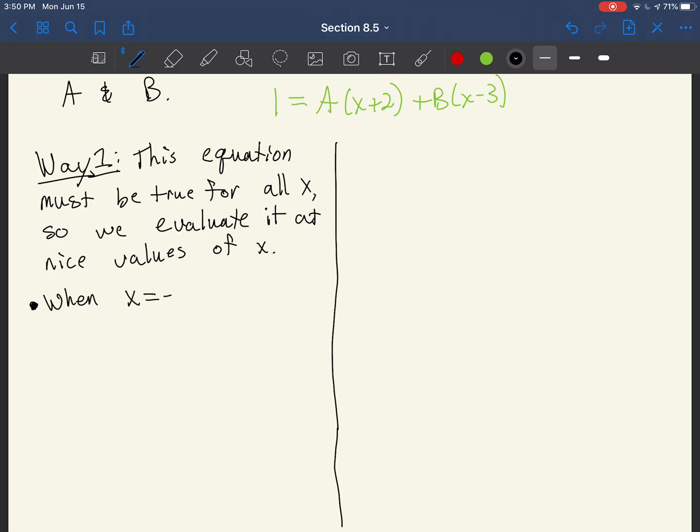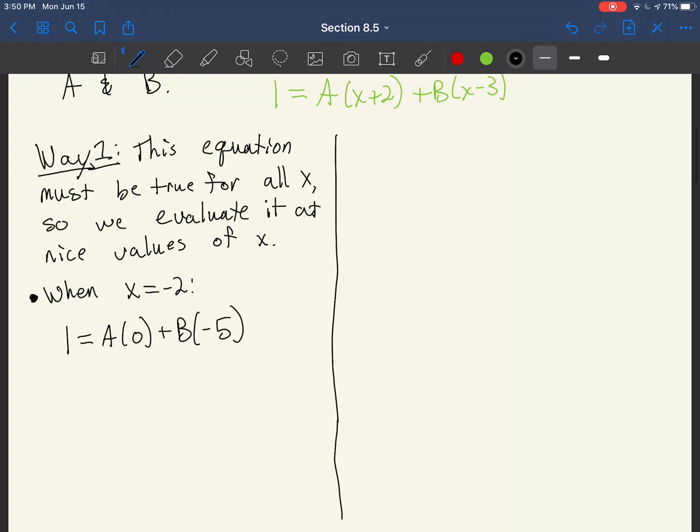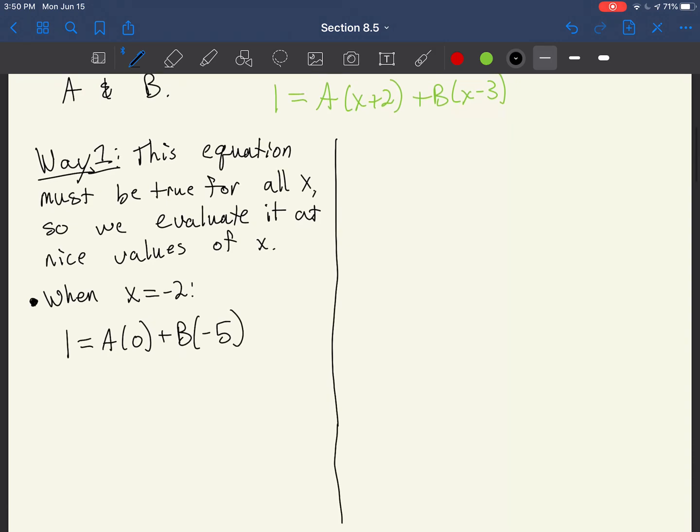So first, let's evaluate it at x equals negative 2. So we are choosing x equals negative 2 because when you plug it into this expression, we're not going to have an a term. We're going to get rid of one of the variables. So we have 1 equals a times 0 plus b times negative 5. So that means that b is going to equal negative 1/5. Let's divide by negative 5.